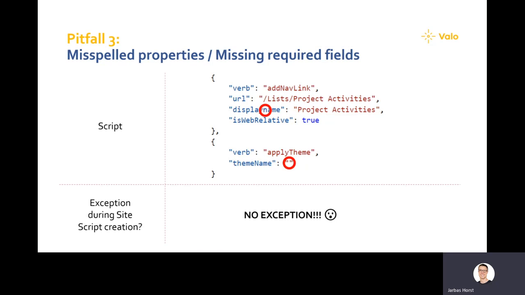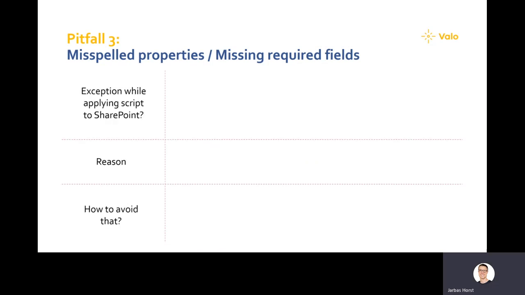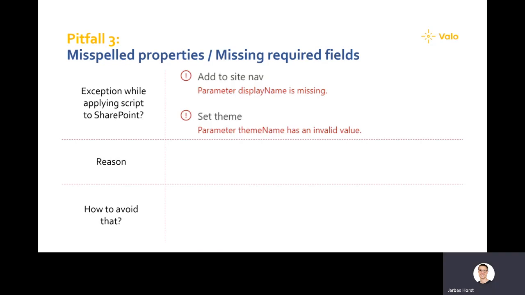Well, basically, I have a problem with the display name property, with an empty value over there. The point is that my script was created as a site script. It means that I can use it now in SharePoint. So what happens if I try that? I ended up with two exceptions when applying the site script, the site design, to a site collection. The display name is missing and the theme name has an invalid value.